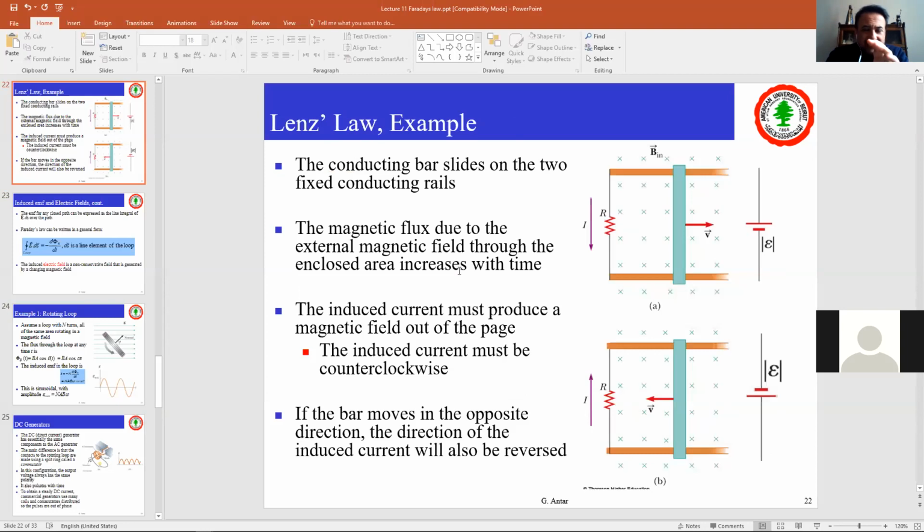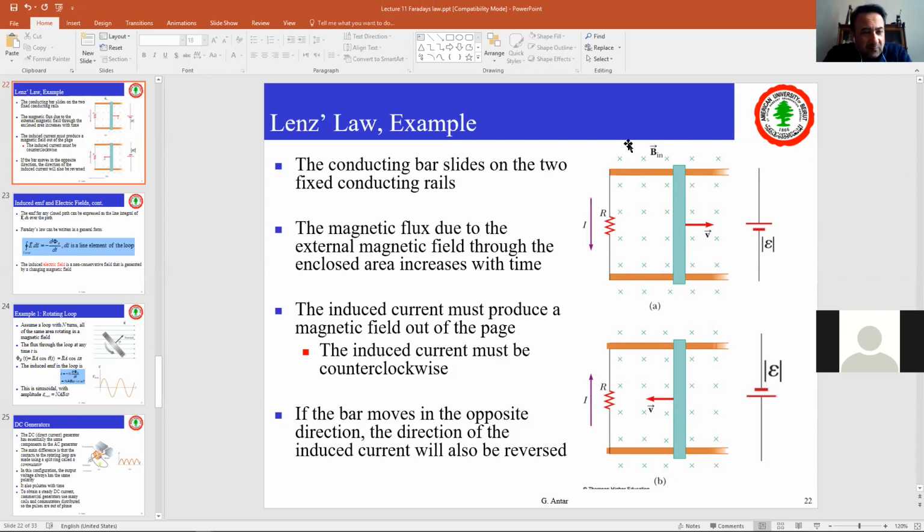So let's consider this case, where I have a bar moving to the right. I have a bar and a magnetic field, and I have some resistance. This bar is moving to the right. This gives me a change in the magnetic flux. This change in the magnetic flux gives me the EMF, E, which is shown here. This electromotive force E gives me a current, which is circulating here counterclockwise.